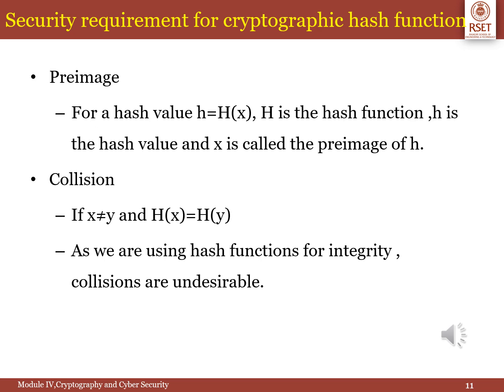Because capital H is a many-to-one mapping, for any given hash value h, there will generally be multiple pre-images. A collision occurs if we have x not equal to y and H of x equal to H of y. That is, if two messages have the same hash value, then we say that a collision has occurred. Because we are using the hash value for data integrity, collisions are clearly undesirable.